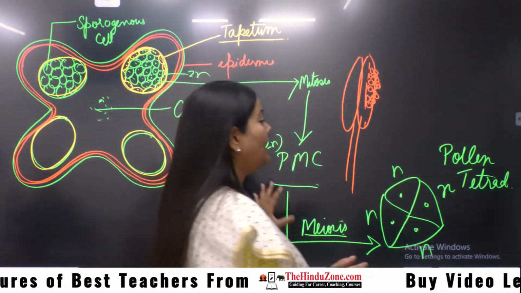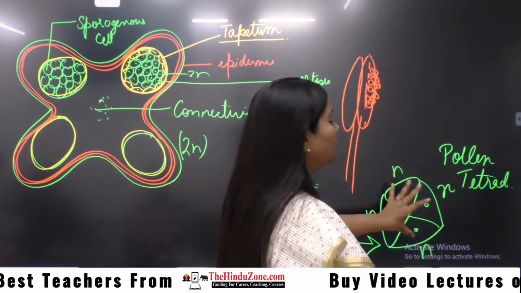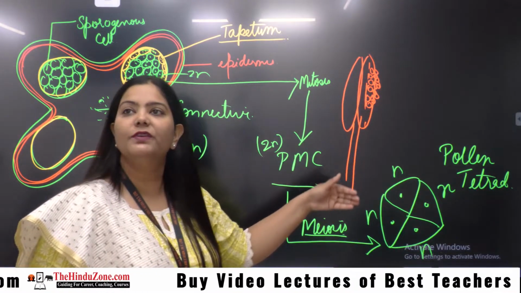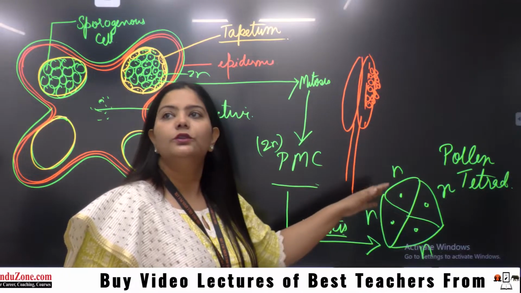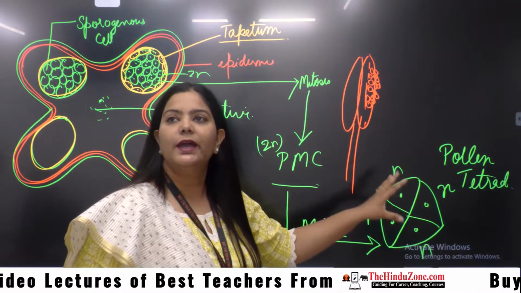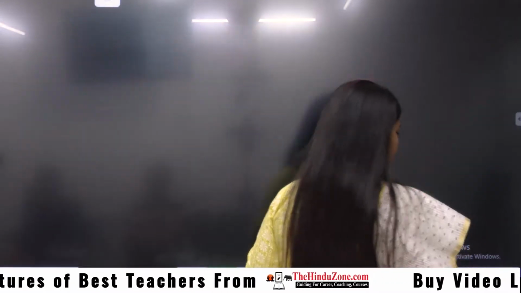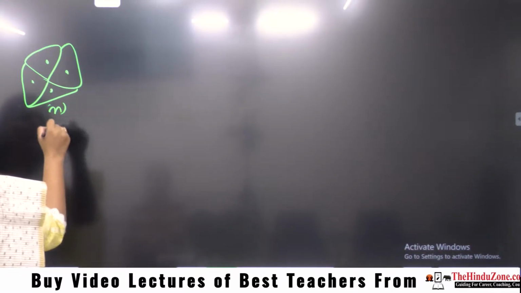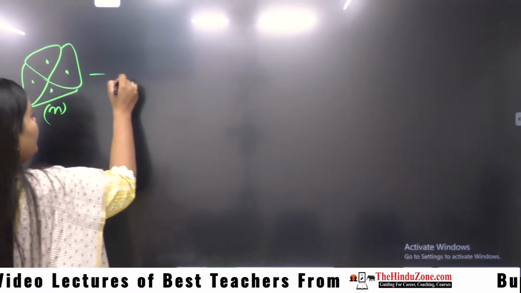So post meiosis, as a result of meiosis, 4 cells are produced, which are haploid. So here also a pollen tetrad is produced, which is haploid. Like this, the same thing I have drawn here, haploid. Now they are maturing.